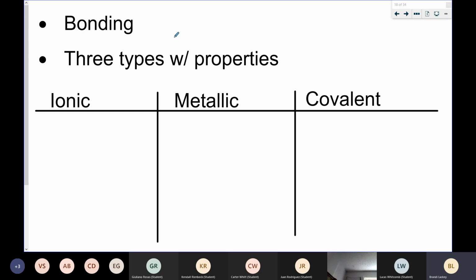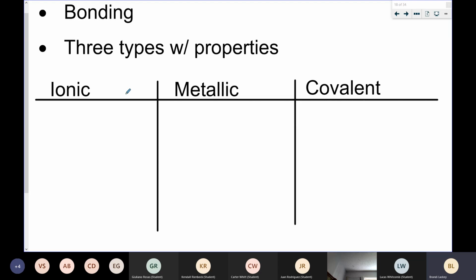So the recording starts, we'll go ahead and go. Today we're going to go through bonding and reactions. With bonding, we first started looking at the different types of bonds that we have and their different properties.